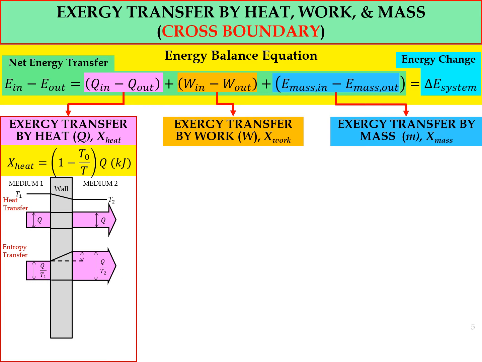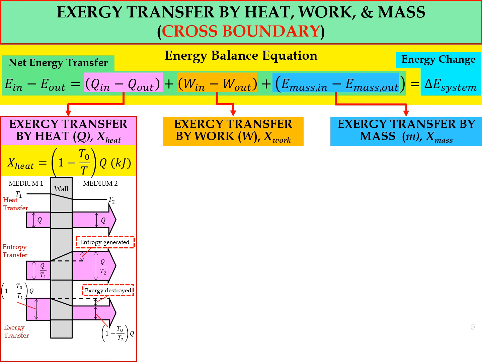And in this case, we have an increase in the entropy value, and this is called entropy generated. Whereas if you look into the exergy transfer, the calculation is (1 minus T naught divided by T1) times Q. And for medium 2, the exergy is (1 minus T naught divided by T2) times Q. So in this case, we have a reduction in the value of the exergy. So this is the exergy destroyed.